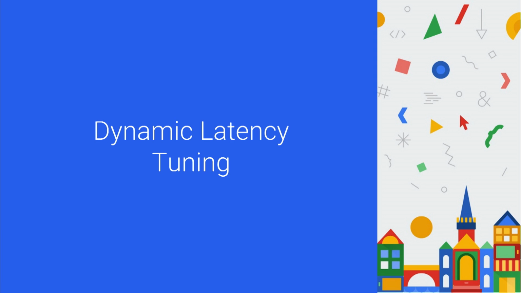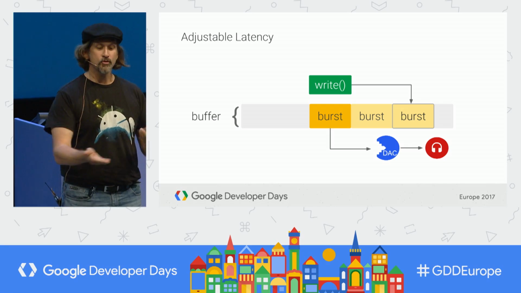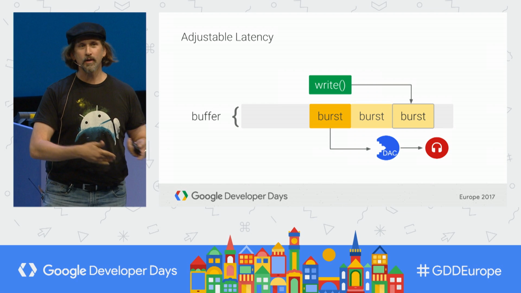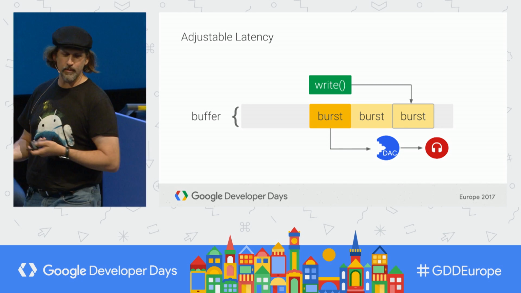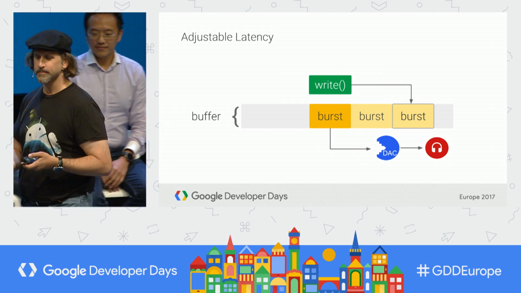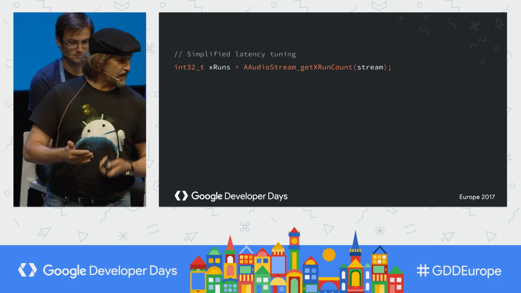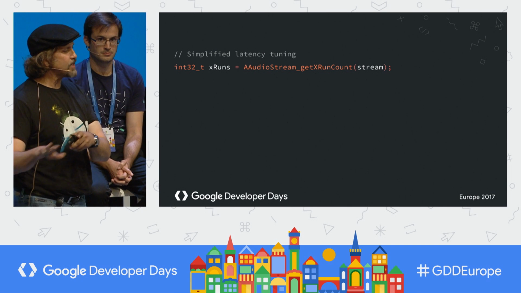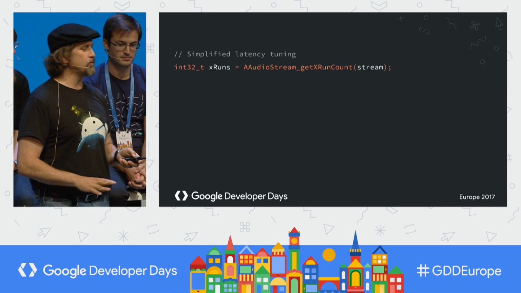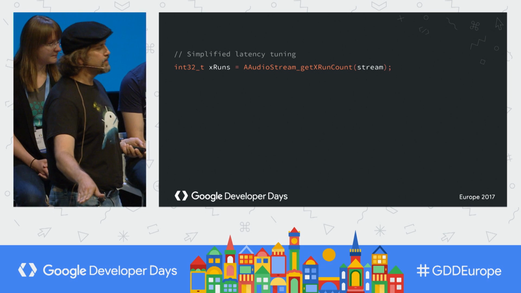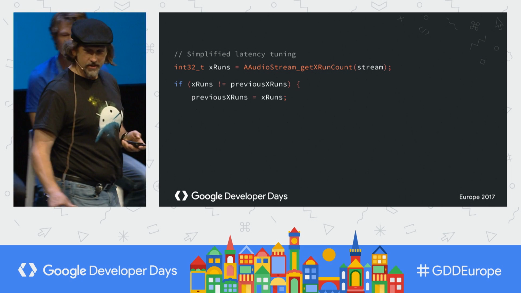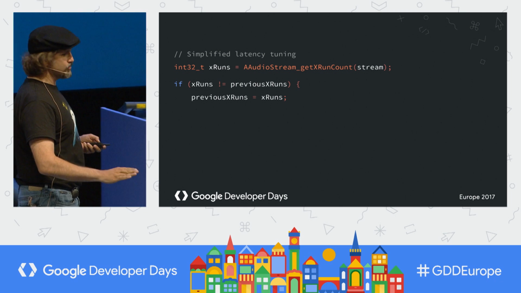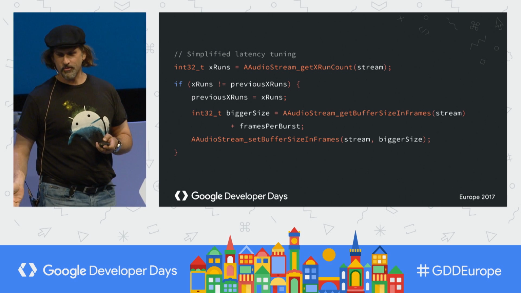OK, finally, let's talk about dynamic latency tuning. And this is kind of important. Because looking back at our previous diagram, we have 2 bursts ready to be consumed by the DAC. And if we're glitching because we're getting preempted all the time, we might want to add another burst to our renderer. And so this is kind of the way we do this simplified. We can detect overruns or underruns we've had on our output stream by calling getXRunCount. And if it's changed since the last time you checked, you've got a glitch. So you can just add another burst to your buffer size.